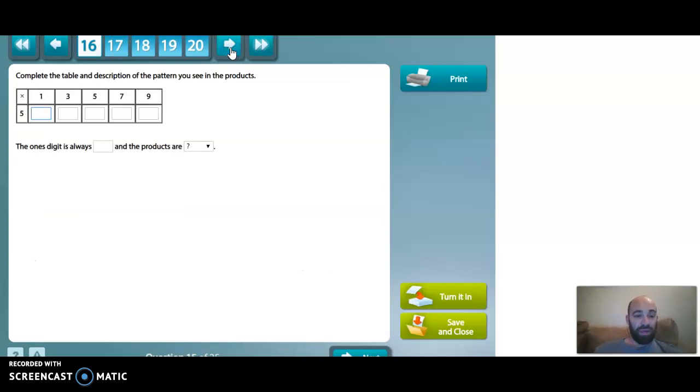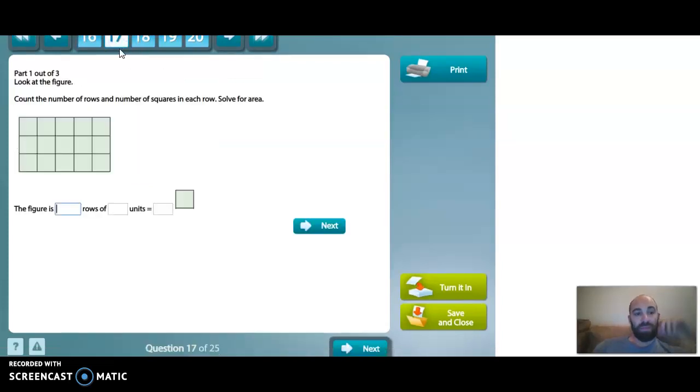Number 16, complete the table. You are multiplying times 1, 3, 5, 7, and 9. So 5 times 1, 5 times 3, 5 times 5, and so on. The ones digit is always blank, and the products are even or odd. Pay attention to the ones digit, and the products are always... This is a 3-parter, and I can't go through all 3 parts because it'll show you the answer if I have to. So make sure you answer all 3 parts.